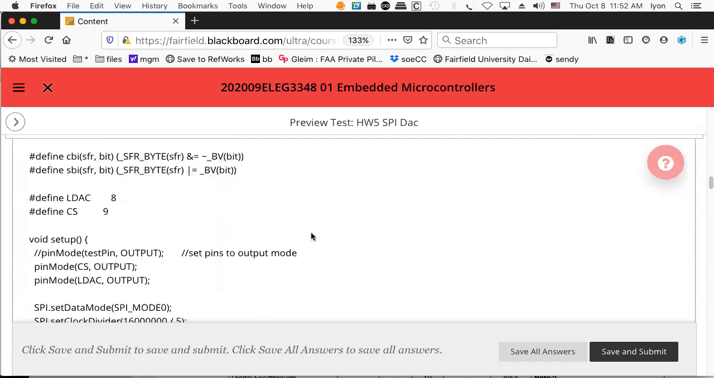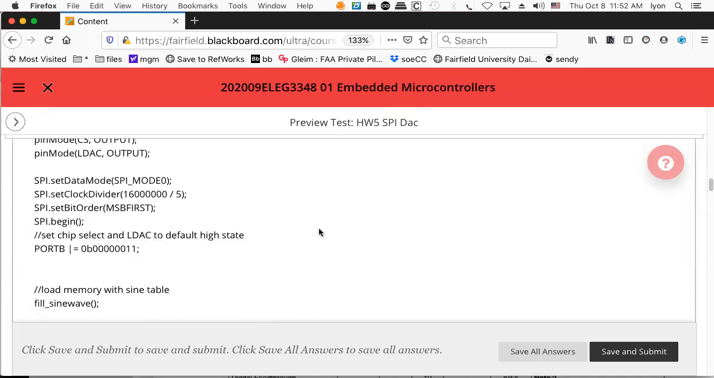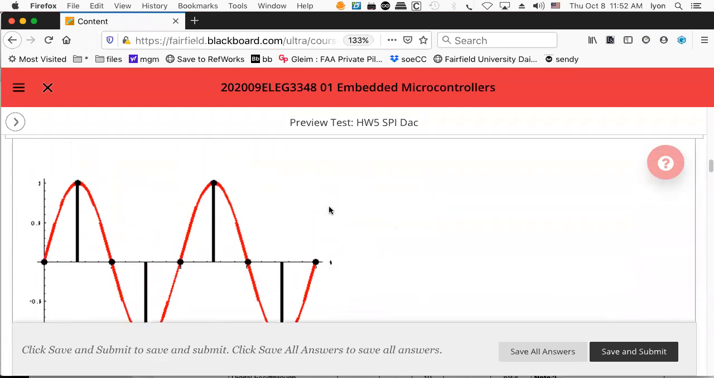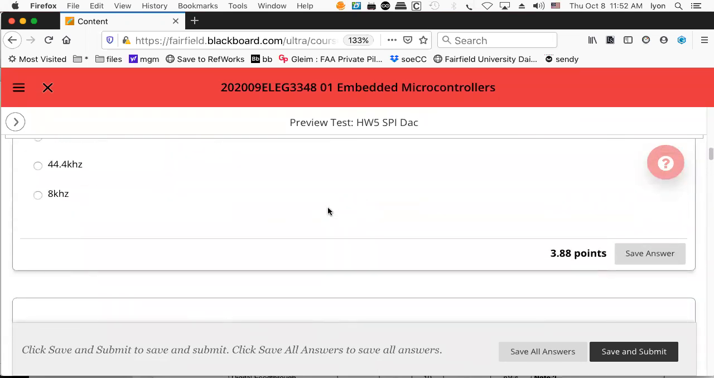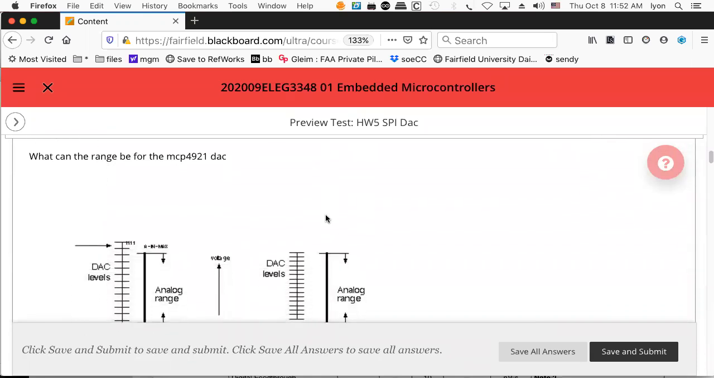Can we do homework questions 7 and 11? Question 7? And then 11. What range can, when I see the word can, is able, what can the range be for the MCP4921?